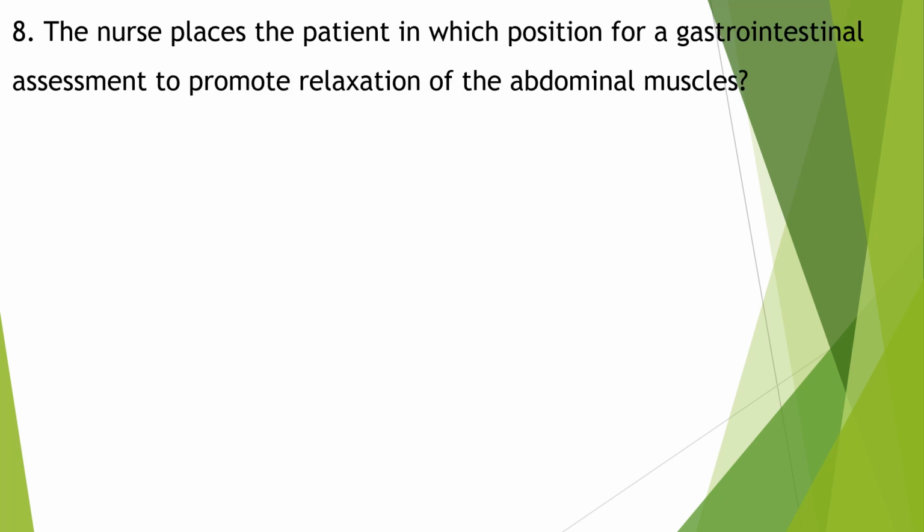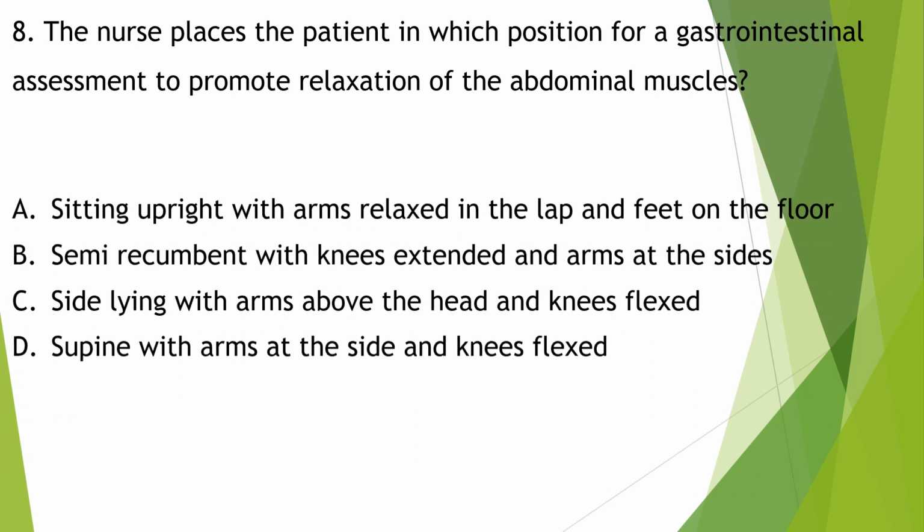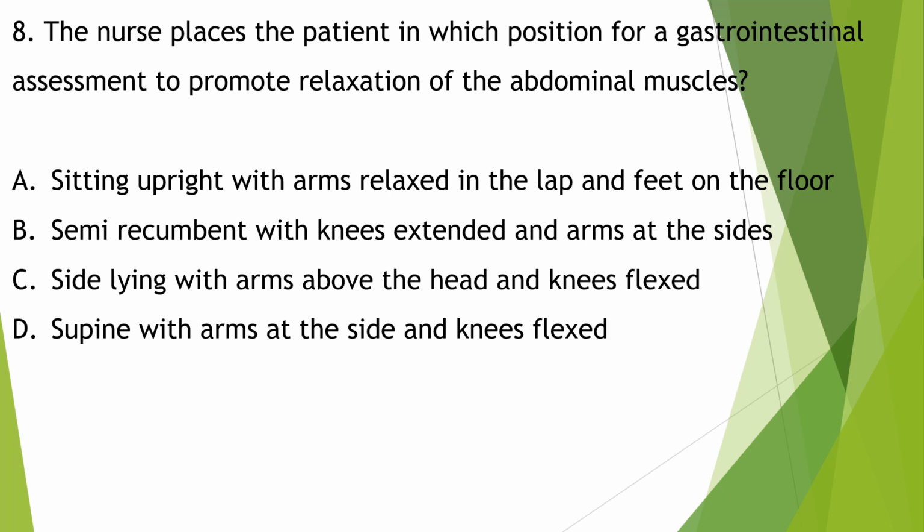The nurse places the patient in which position for a gastrointestinal assessment to promote relaxation of the abdominal muscles? Sitting upright with arms relaxed in the lap and feet on the floor, semi-recumbent with knees extended and arms at the sides, side lying with arms above the head and knees flexed, supine with arms at the side and knees flexed. Patient should be supine with arms relaxed at the sides and bent knees in order to promote relaxation of the abdomen.